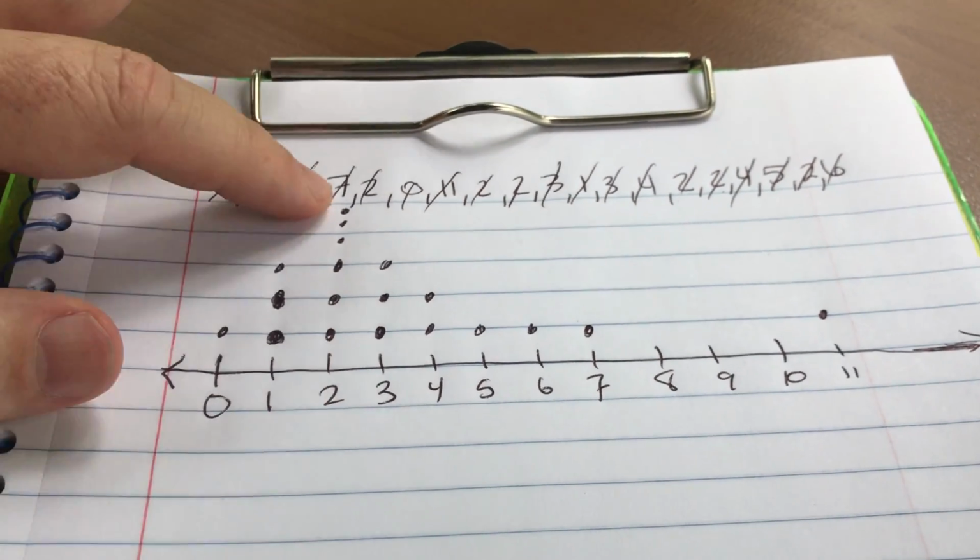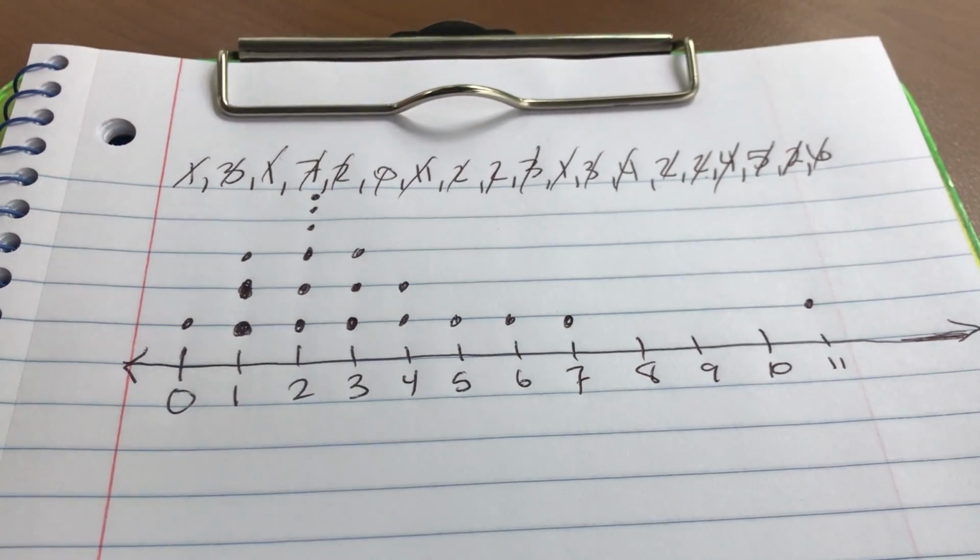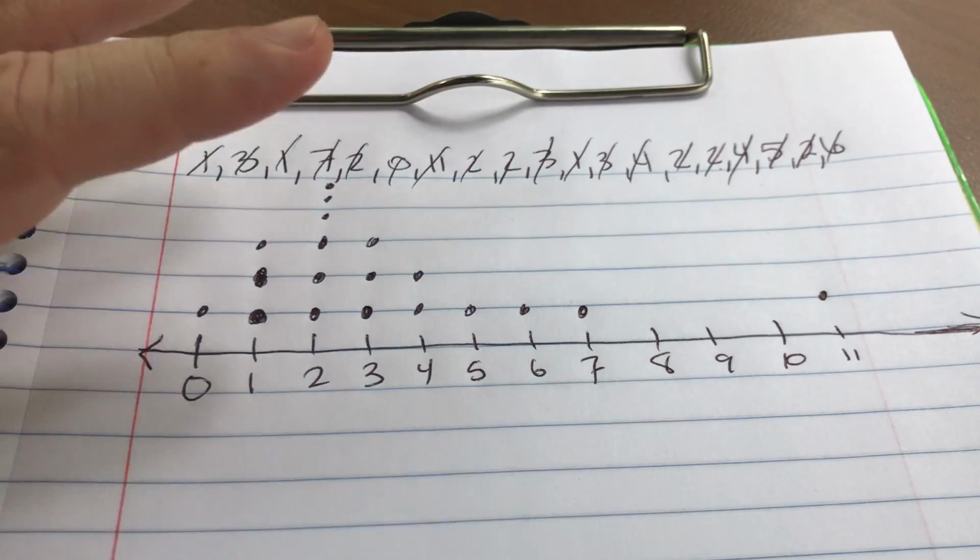Also, we can look at certain things like the mode. The mode is easy to see. It's clearly 2. However, in 6th grade, we more talk about the median and the mean, which you can easily see.